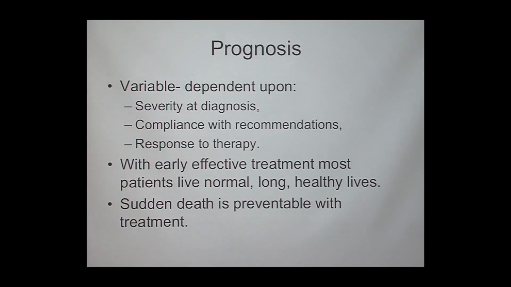In other words, what's the future for people who have hereditary heart disease of various kinds? It's variable. It depends a lot on what is the particular disorder? How severe is it when you make the diagnosis? Do patients comply with recommendations? And how well do they respond to various therapy? Now, with early effective treatment, most patients can live a normal, long, and healthy life, and sudden death is preventable with treatment.